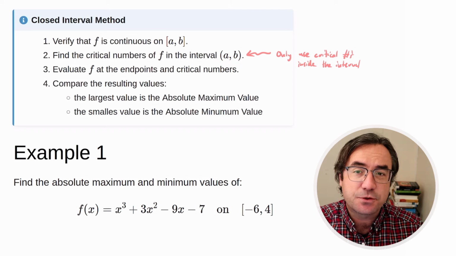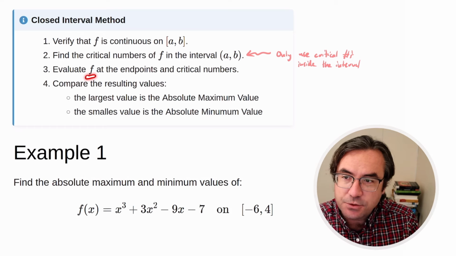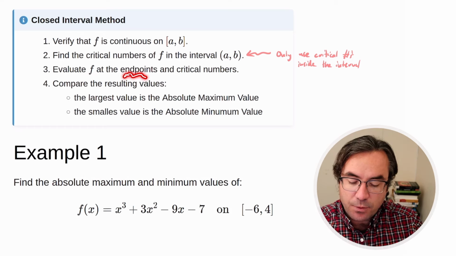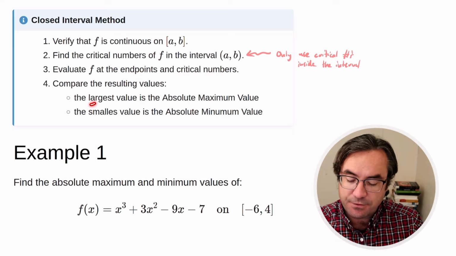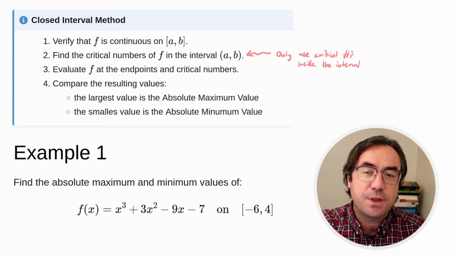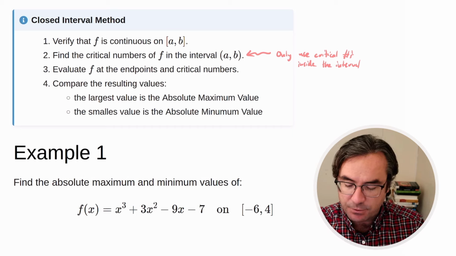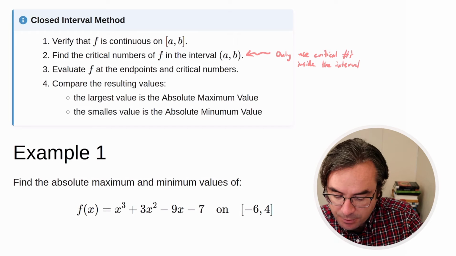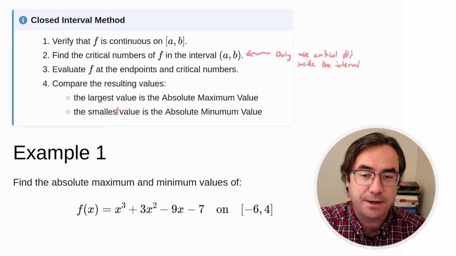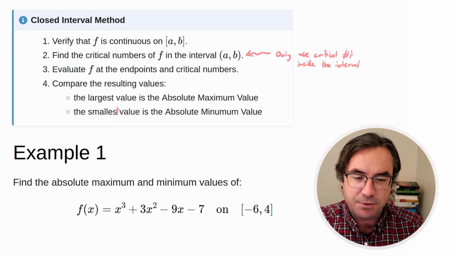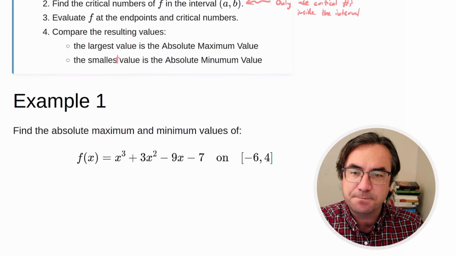And then once we find those critical numbers, we're going to plug into our function the endpoints and those critical numbers, and then we're just going to compare. So whichever one is the largest value, that's going to be our absolute max, and whichever one is the smallest value, that's going to be our absolute min. So let's try an example of this. Let's look at example 1.